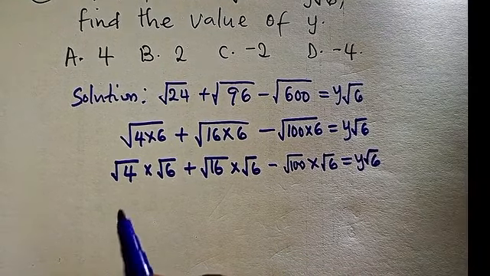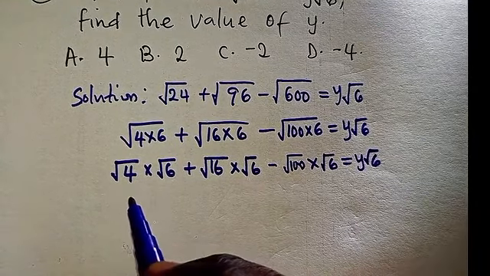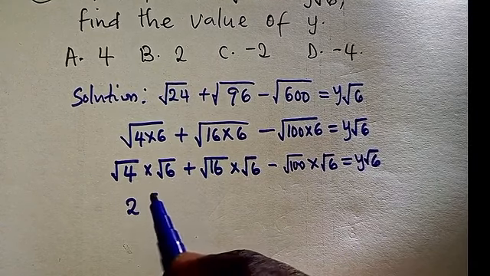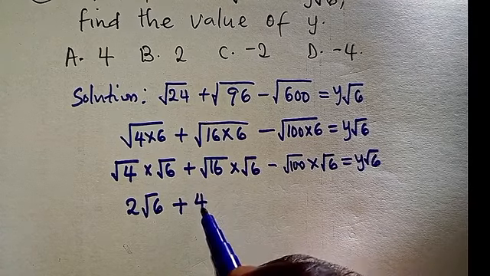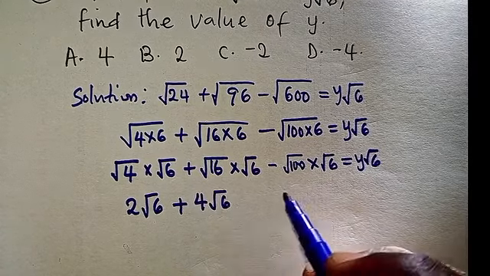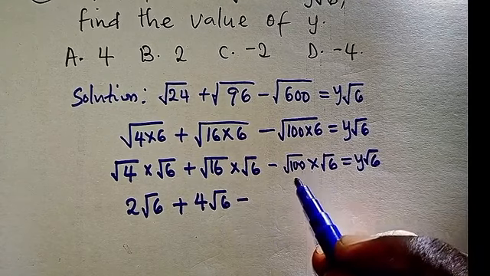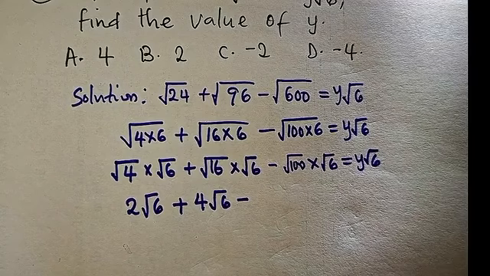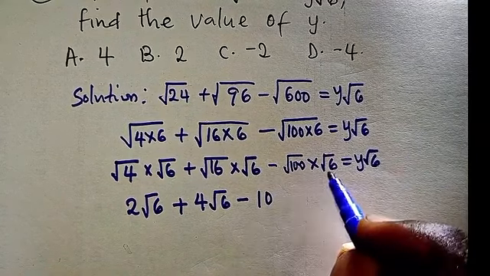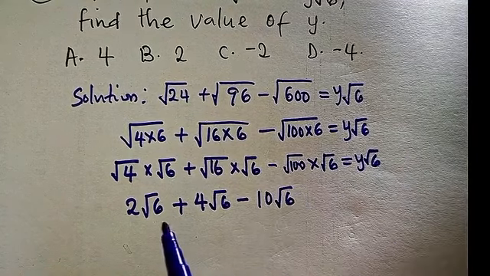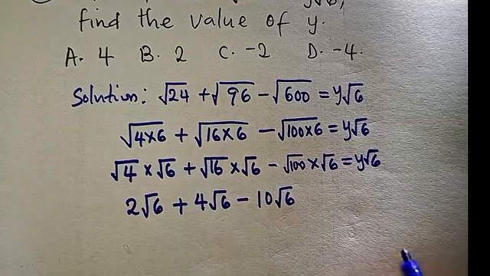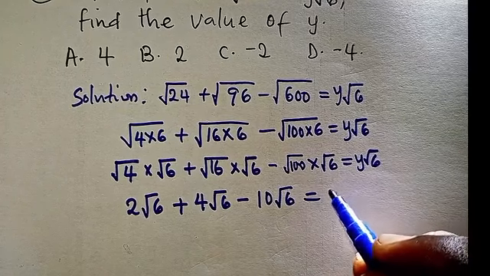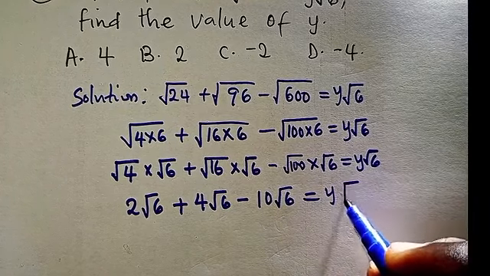So now from there, the square root of 4 is 2, so we have 2 times root 6. The square root of 16 is 4, so we have 4 root 6. Now the square root of 100 is 10, so I have 10 multiplied by root 6. Now this root 6 is not a perfect square, that is why we leave it under the radical sign. We have y root 6.